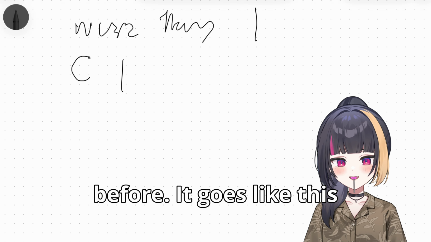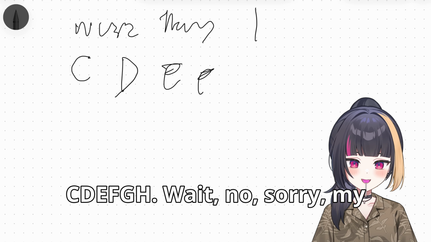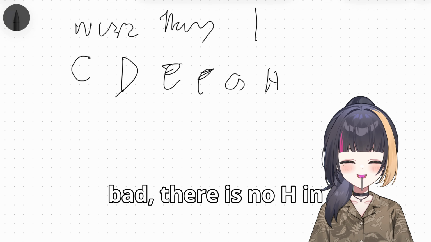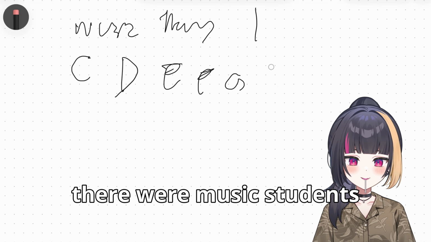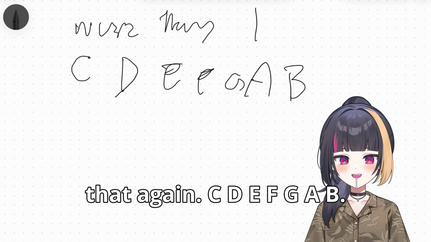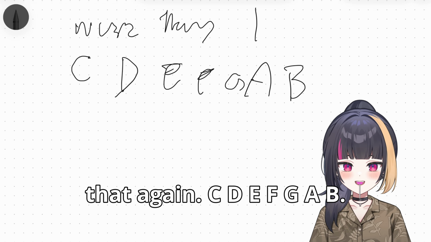You've probably seen it before. It goes like this: C, D, E, F, G, H. Wait, no, sorry, my bad, there is no H in the musical alphabet. If there were, music students everywhere would probably cry. So let's try that again: C, D, E, F, G, A, B.